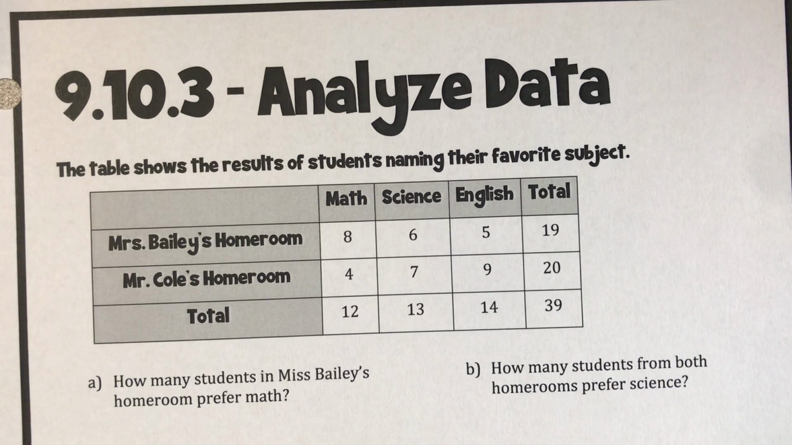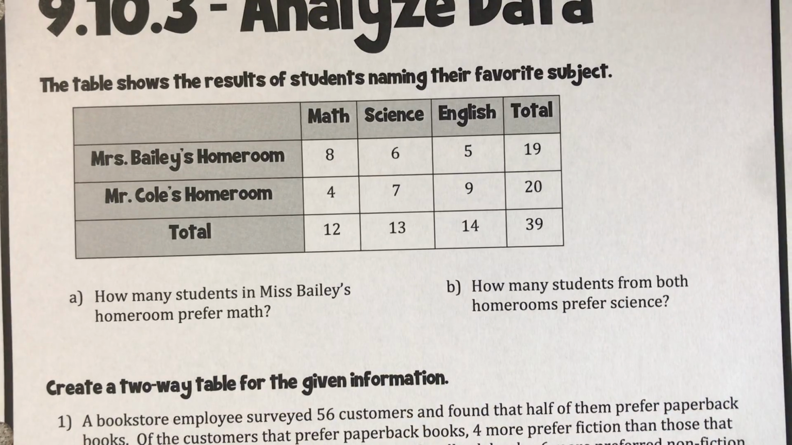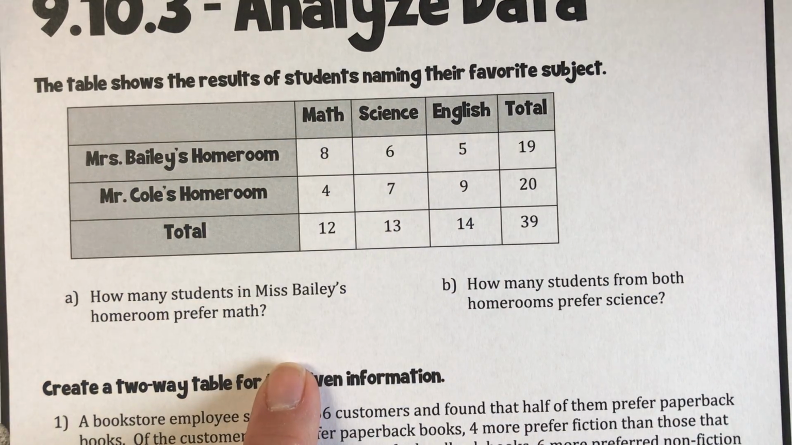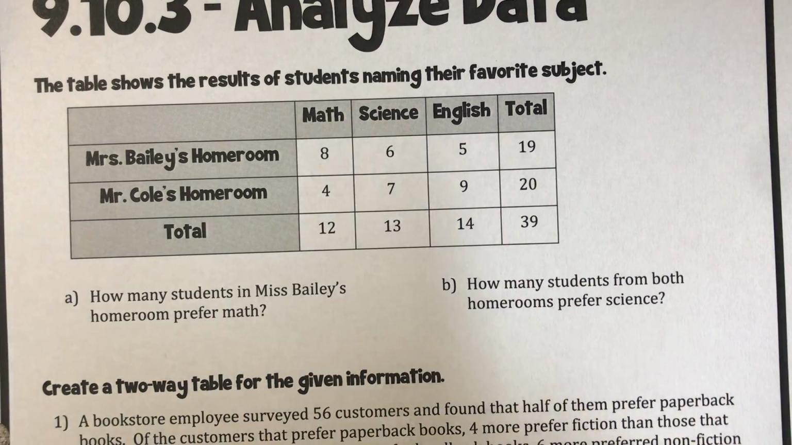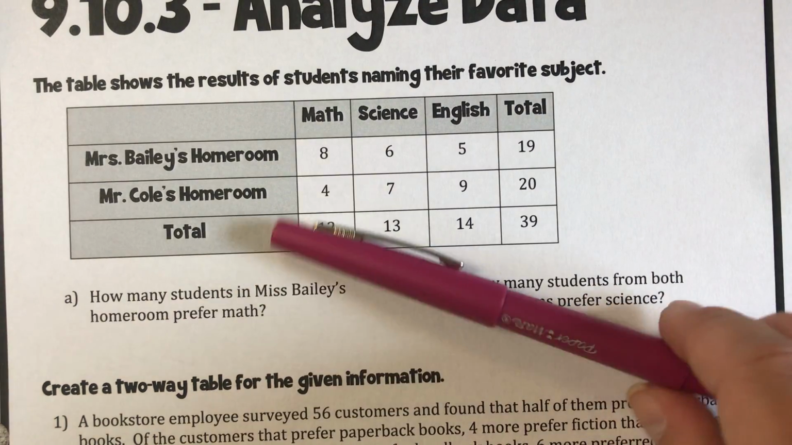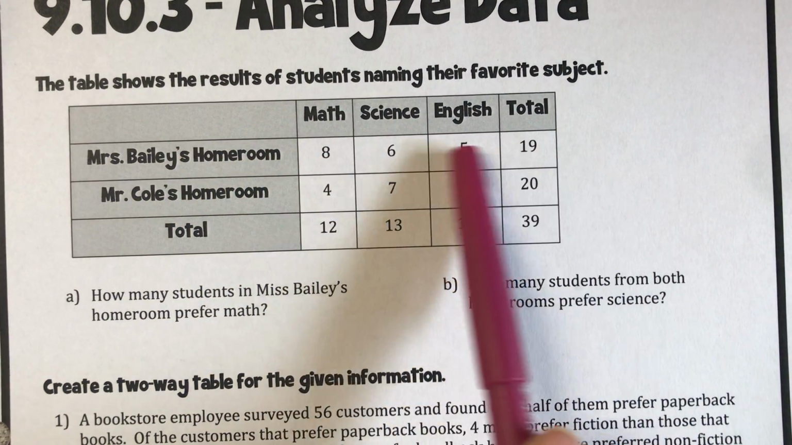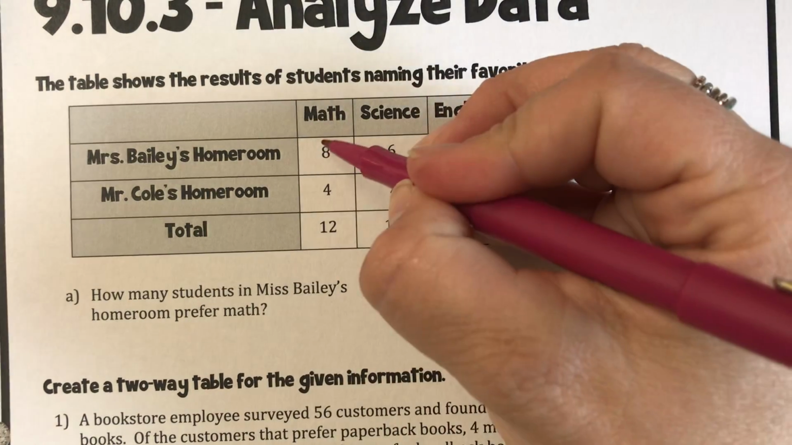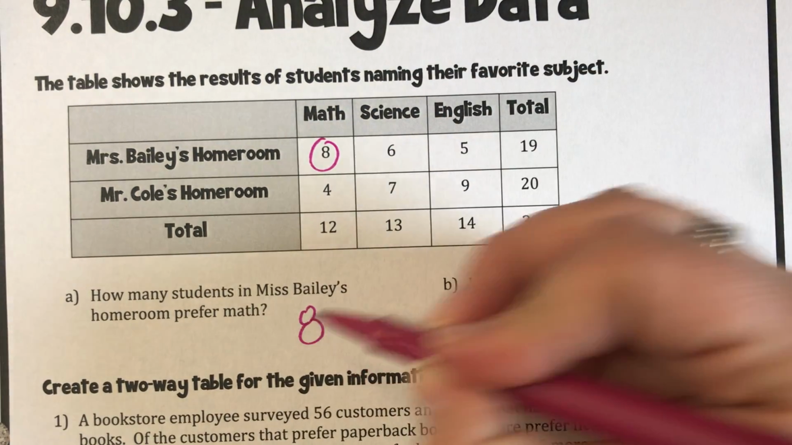In the table, let's look at this top one. It says the table shows the results of students naming their favorite subject. So we have favorite subjects on the top, and then we have the different homerooms on the side. It says how many students in Miss Bailey's homeroom prefer math. Miss Bailey's homeroom is this top row right here. So how many of Miss Bailey's prefer math? That would be 8. Right?